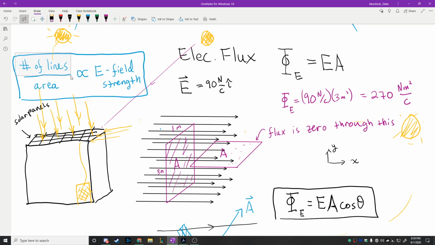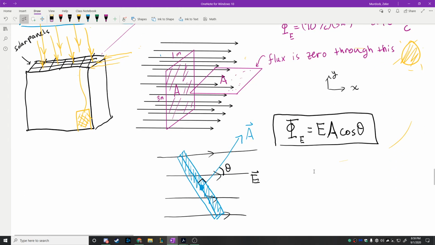The number of lines per unit area is proportional to the field strength, right? So what are we doing when we do flux? The field strength is like the number of lines per unit area. This is something your book doesn't do, and I don't know why, because I think this is, you're right, Meowers, it's the projection of that area vector onto the electric field, or the electric field projection onto the area, however you want to think about it.